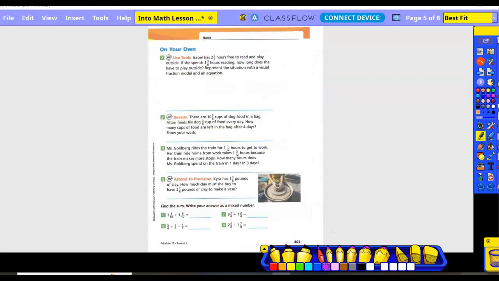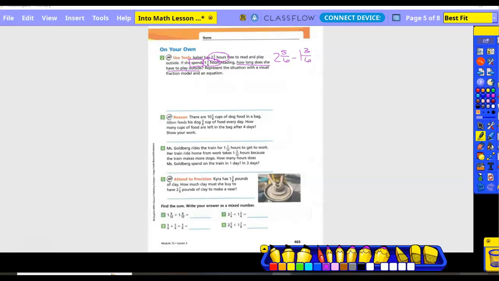On your own, number 2. Isabel has 2 and 5/6 hours free to read and play outside. If she spends 1 and 3/6 hours reading, how long does she have to play outside? Represent the situation with a visual model and an equation. So we have 2 and 5/6 hours, 1 and 3/6 hours. How long does she have to play outside? What's the key word here? How about spends? That means she's getting rid of that time. So what's going to be my equation? Am I adding or subtracting? Subtracting. So my equation is going to be 2 and 5/6 minus 1 and 3/6.